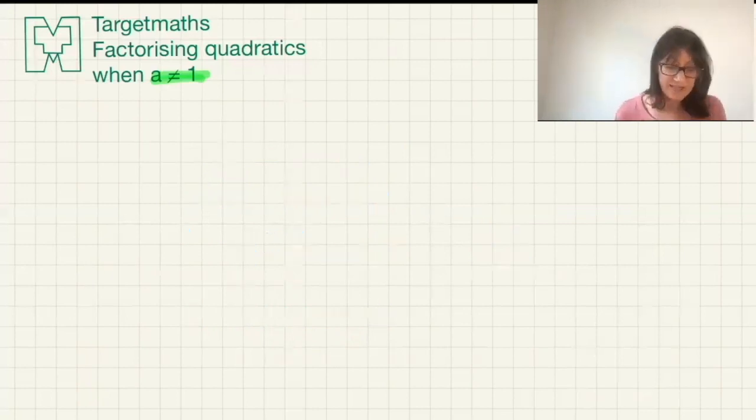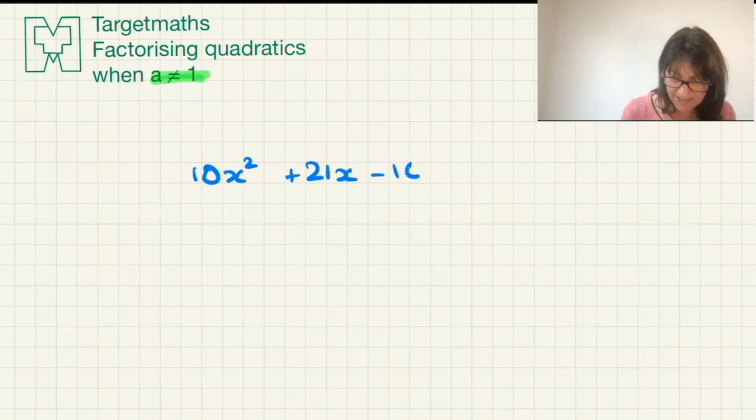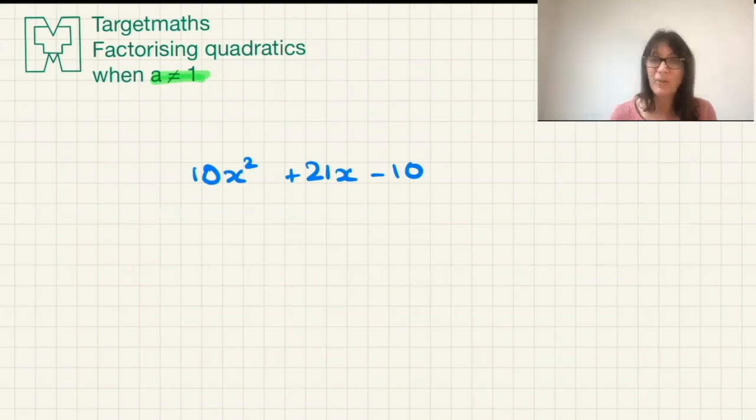Okay, so we're going to look at another one. So let's look at 10x squared plus 21x minus 10. And again, I just want you to pause, have a go. Don't worry if it goes wrong. We've got to have plenty of practice this session on it. And then hit play when you're ready.